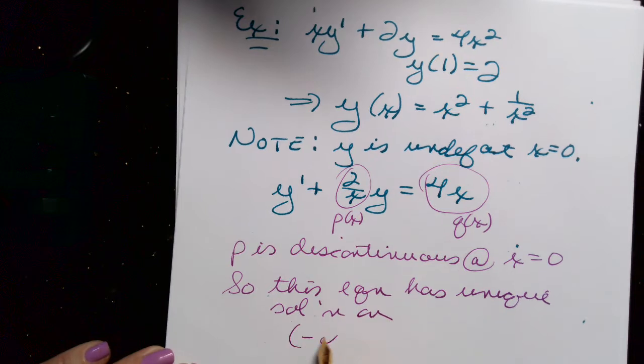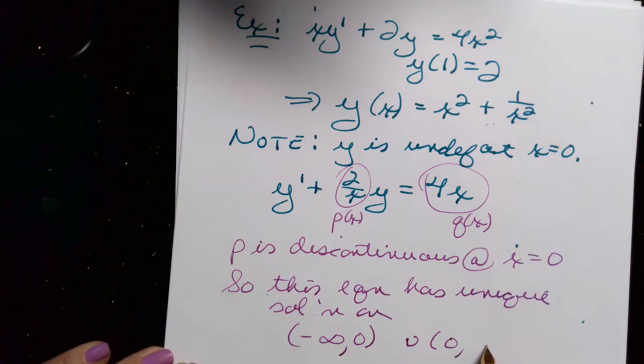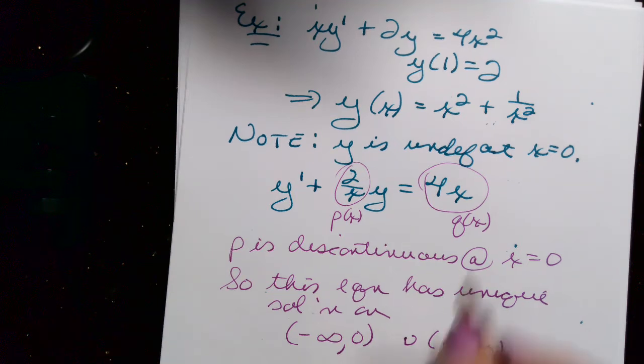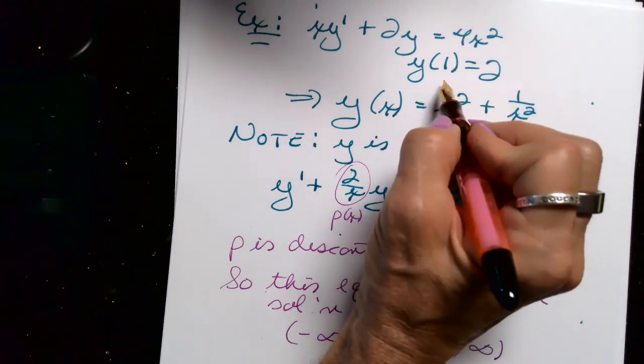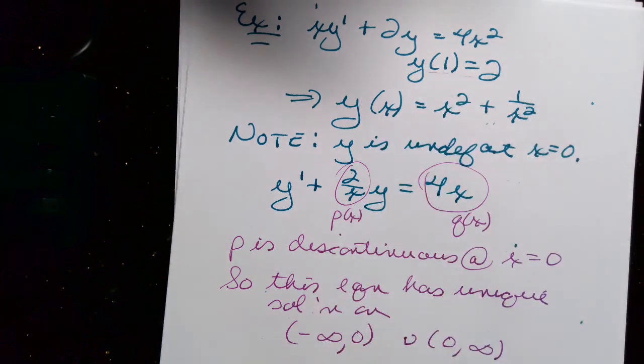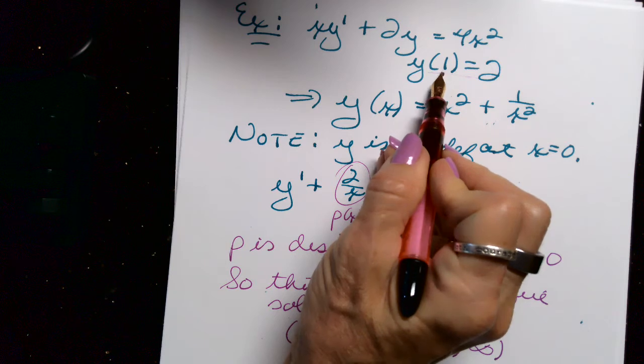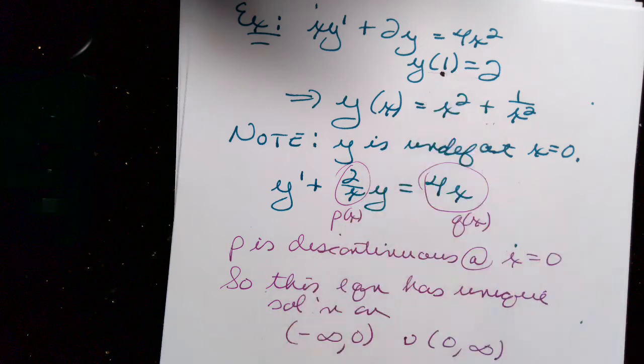on either the interval from minus infinity to 0 or the interval from 0 to infinity. And which interval your exact solution lives on depends upon where your initial condition lives. So this initial condition lives where x has to be able to take on a positive value. You have to be able to make sense out of x equals 1.